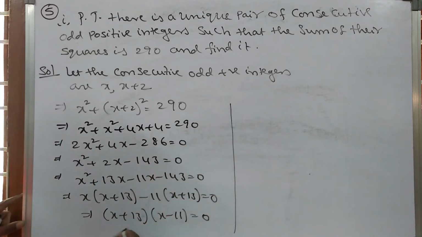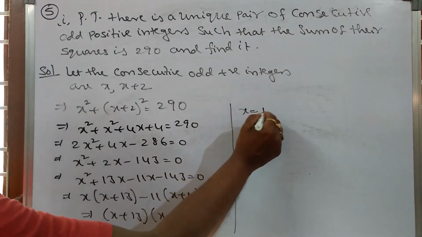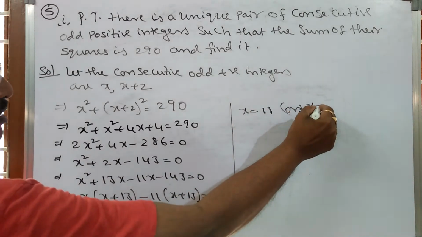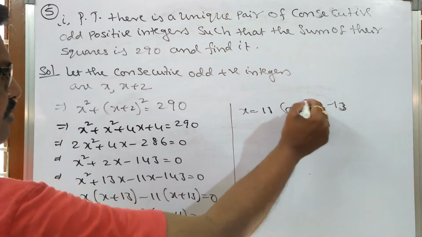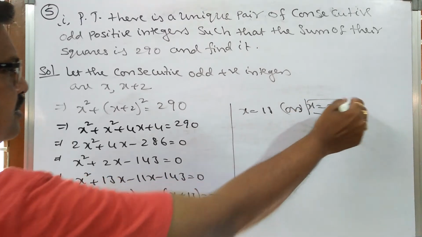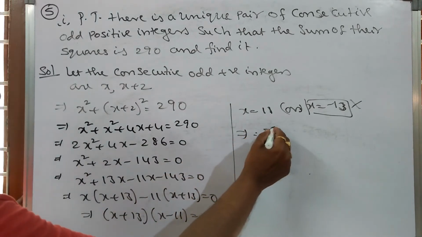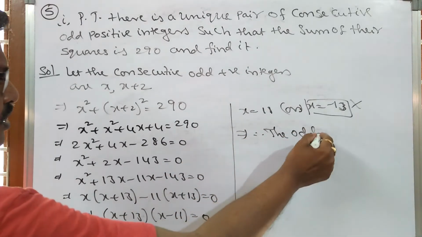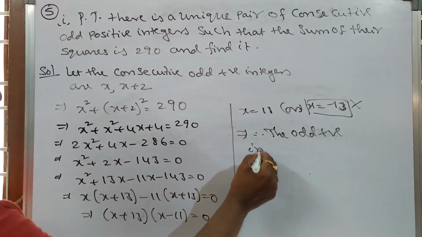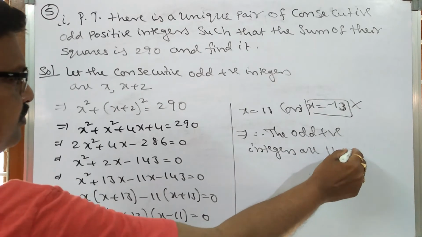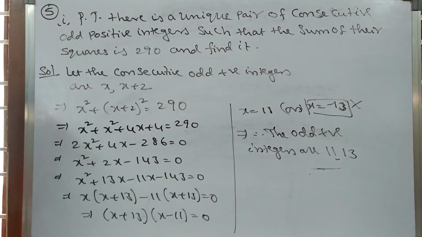Since x is equal to minus 13 is not possible, x is equal to 11 we have to consider. x is equal to 11 or x is equal to minus 13. But he has given that they are positive integers, so this implies x is equal to 11. Therefore, the odd positive integers are 11, 13.